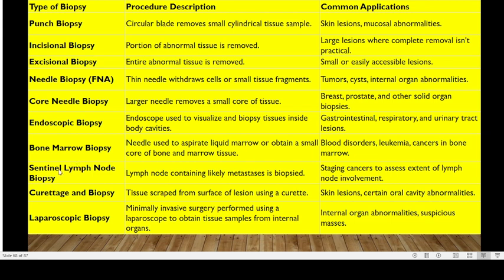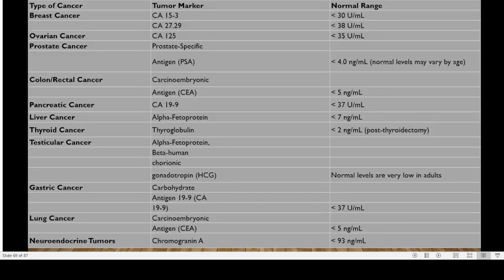bone marrow biopsy, sentinel lymph node biopsy. This contains metastases, staging cancers to assess the extent of lymph node involvement. We also have curettage biopsy, where tissue is scraped from the surface of a lesion using a curette. And lastly, we have the laparoscopic biopsy, a minimally invasive surgery performed using a laparoscope to obtain tissue samples for internal organs.